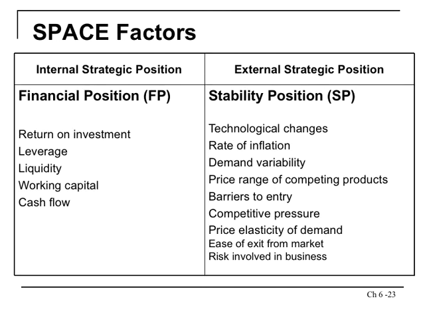This shows you then the things that are calculated. Return on investment, leverage, liquidity, which are from your financial ratios, the stability position, which is external, which is all the external factors. Technology, rate of inflation. Rate of inflation is what kind of factor? Economic. Demand variability, economic. Barrier to entry, from where? Five forces. Competitive pressures.